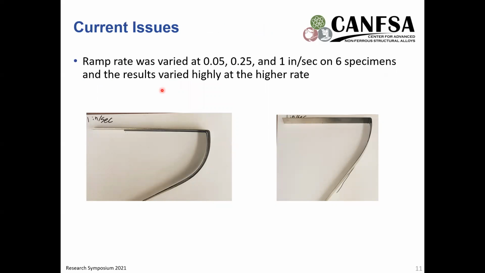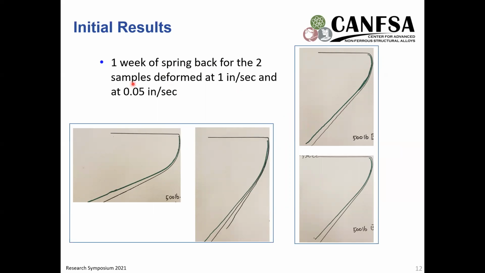Some interesting stuff we've been looking into is varying that ramp rate and seeing if there is any effect. Even at the same ramp rate, we've got some pretty different results. These 2 specimens here were both done at 1 inch per second, and you can see a pretty significant difference in the bend from one to the other. The one on the left is a lot sharper bend, versus this one is much closer to that 90-degree angle. We're not 100% sure as to why this is occurring. It could be mainly due to alignment issues as well as lubrication on the die and on the material.